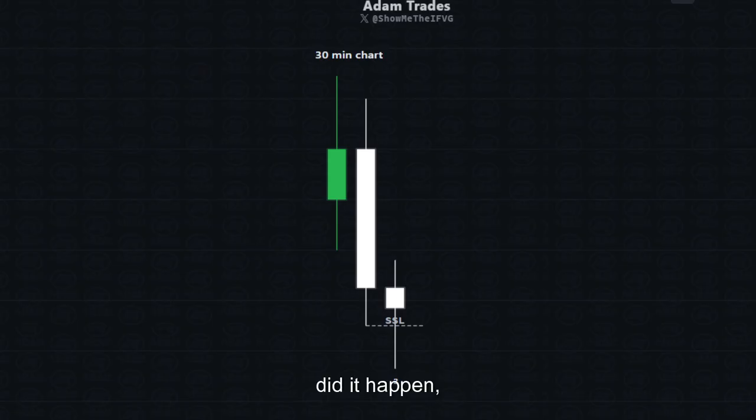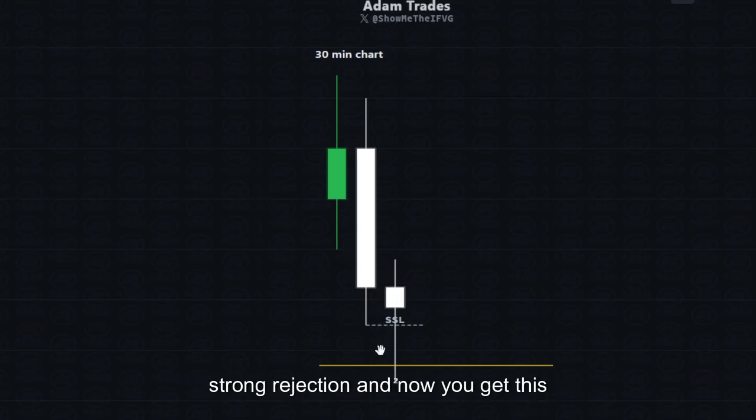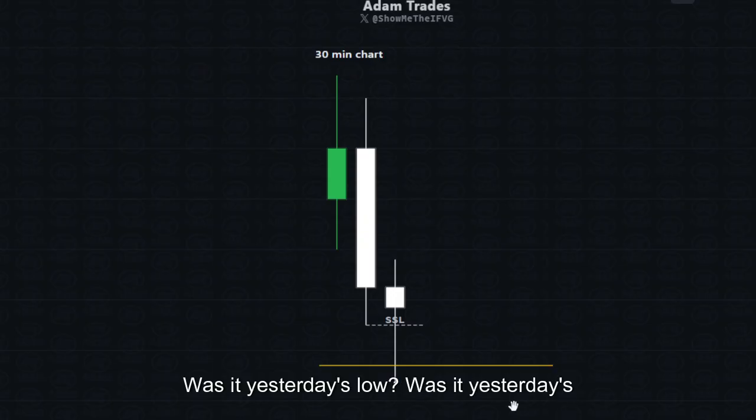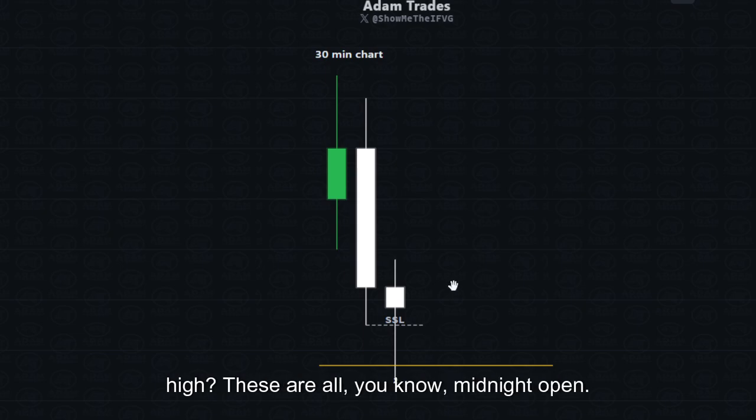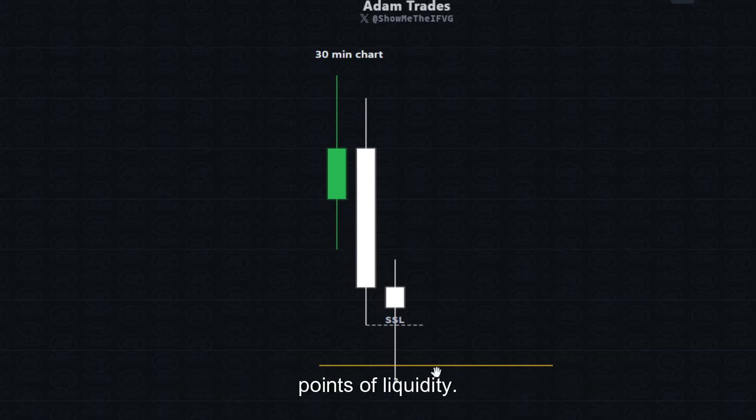Or did you just sweep London low? You sweep London low, you get a strong rejection, and now you get this candle 2. Yeah, that's now a relevant spot. Was it yesterday's low? Was it yesterday's high? Was it last week's low? Was it Asia high? These are all, midnight open. These are points of liquidity.